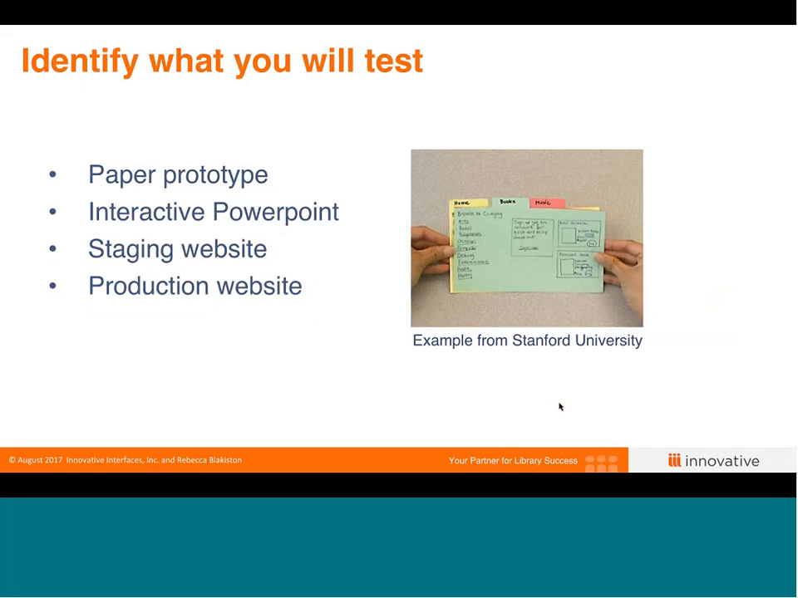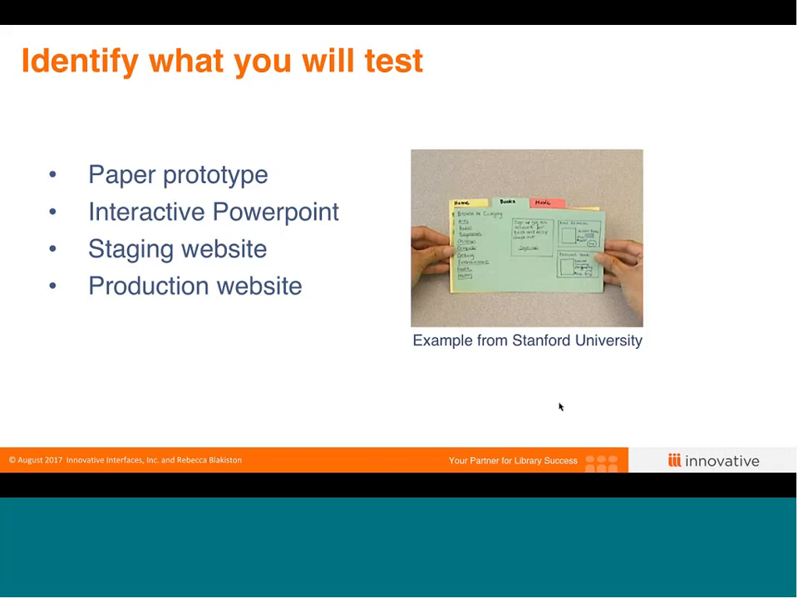So then you need to identify what you'll test. We talked earlier, maybe you have a paper prototype at this point. This is an example I found from Stanford University where they had a prototype of their tab search box for their homepage. I thought that was kind of a cool example for a library where they got creative and even not just having a single sheet of paper, but they had 3 sheets of paper that actually looked like tabs that you could then interact with and go to the different ones and get feedback on.